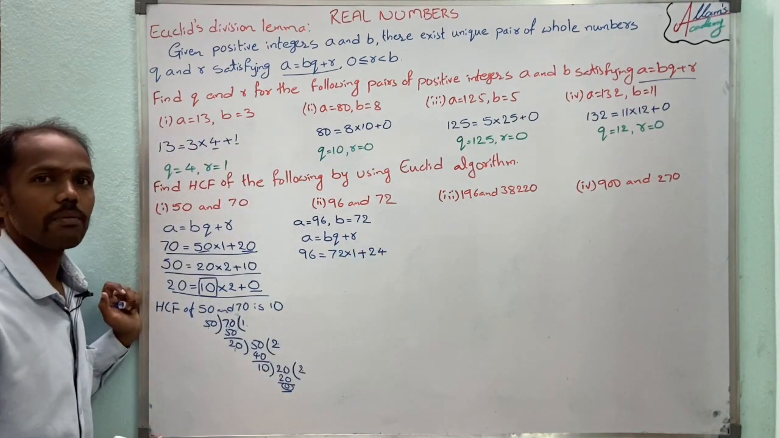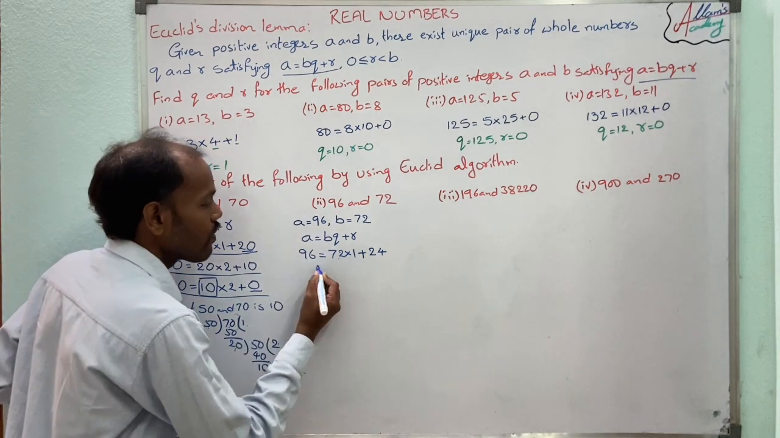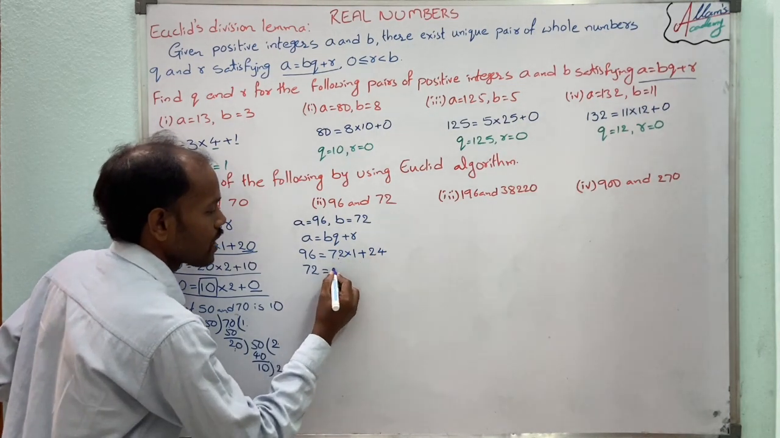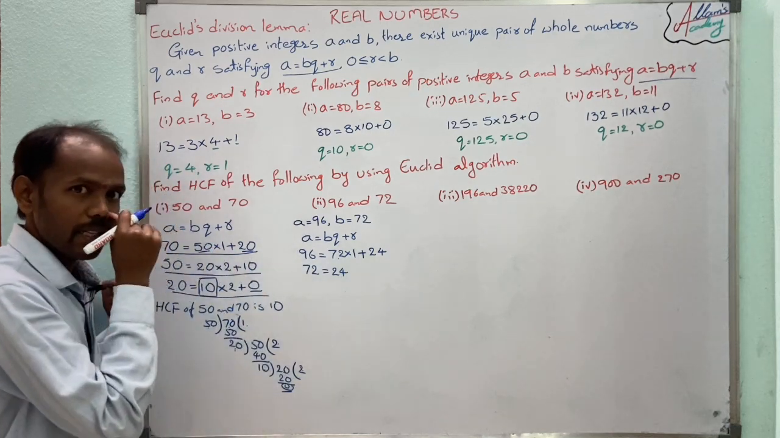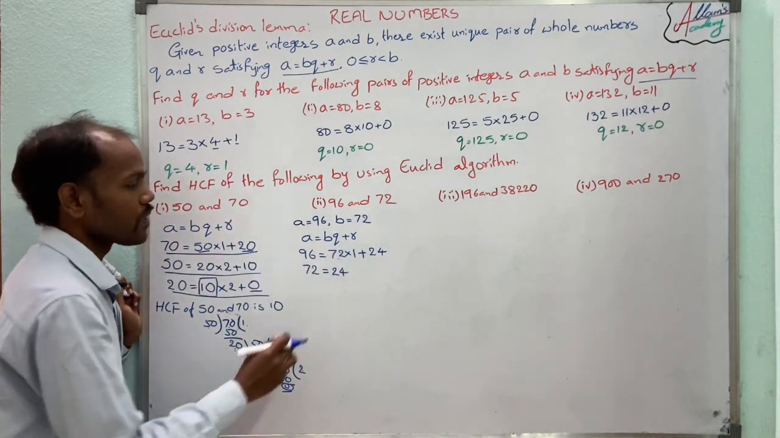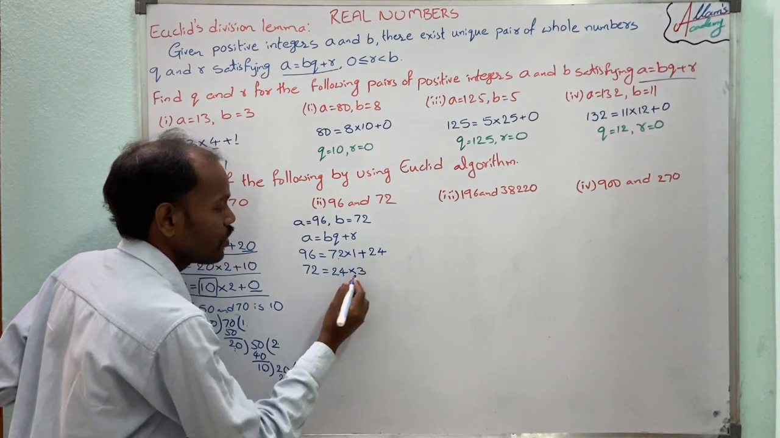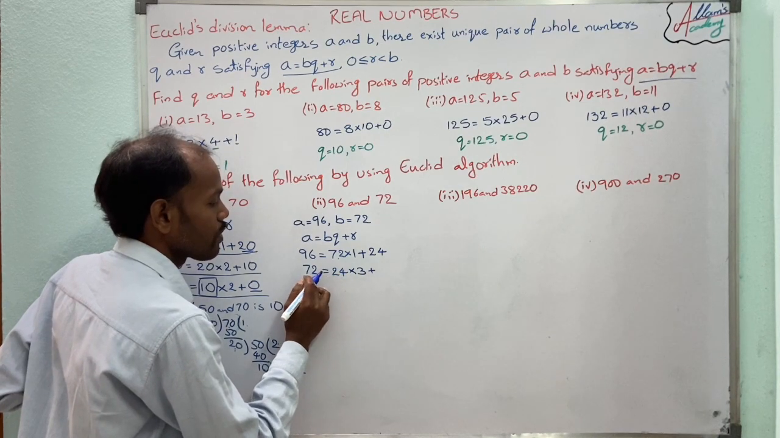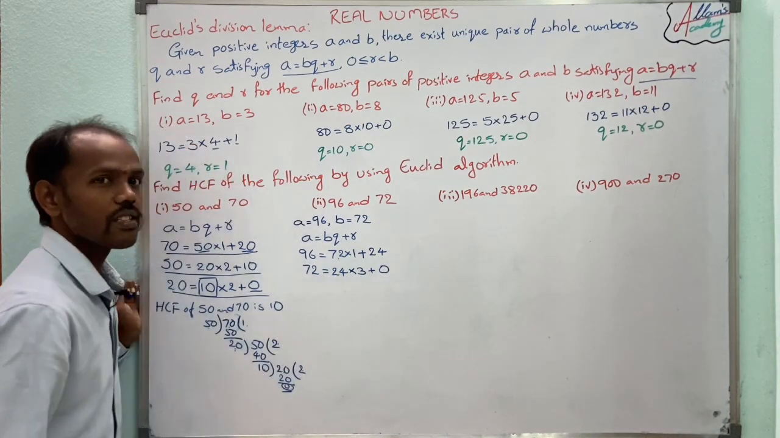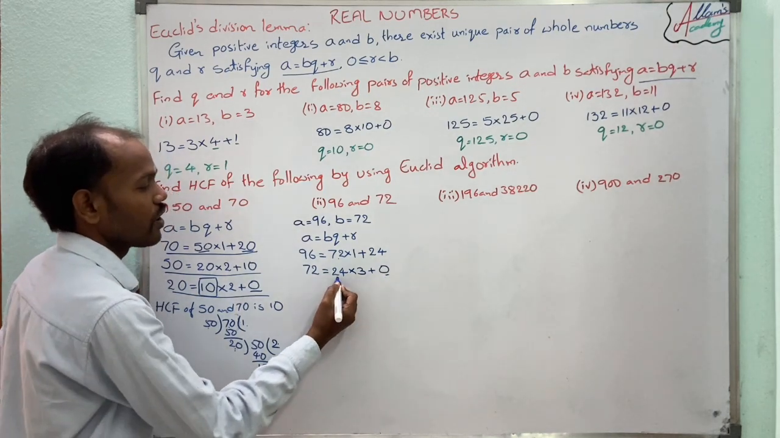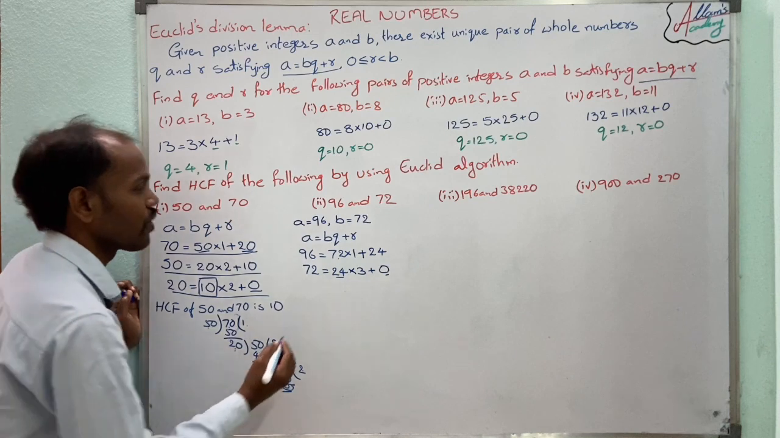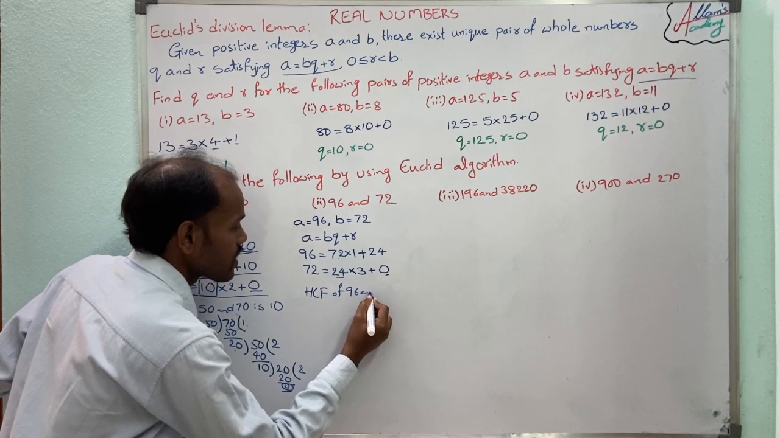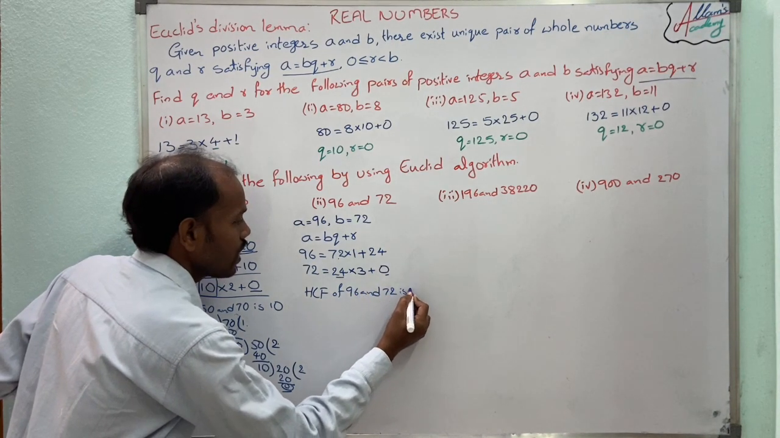Here we do not get the remainder 0. So again this b value will be taken as a. 72 equals, now the remainder r will be taken as b, 24. So 72 equals 24 times 3, since 24 times 3 is 72. That gives 72 minus 72 equal to 0. So here we get the remainder 0 with b equal to 24. So HCF of 96 and 72 is 24.